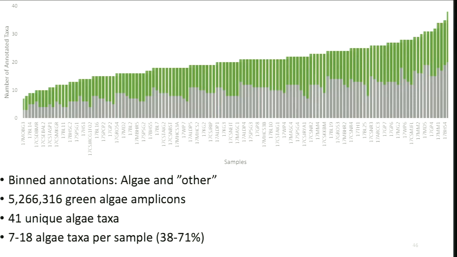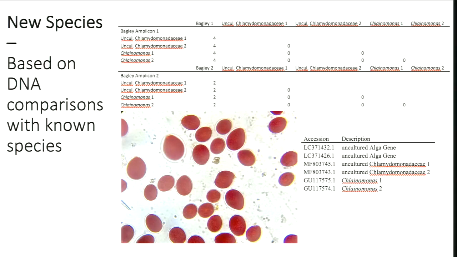We had 41 unique total taxa, and between 7 and 18 different kinds of algae per pink patch. This is really different than if you read on Wikipedia and it says pink snow is Chlamydomonas monocells. That's way oversimplifying. The videos that I showed you of the swimming cells from Bagley Basin, that is in fact a new species.